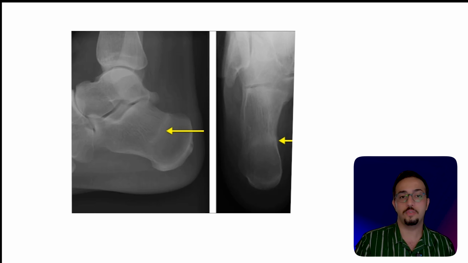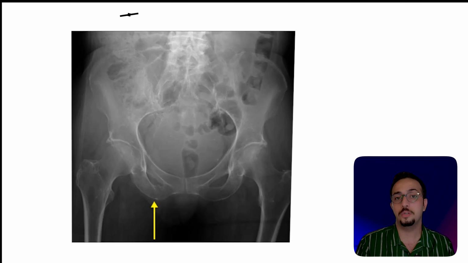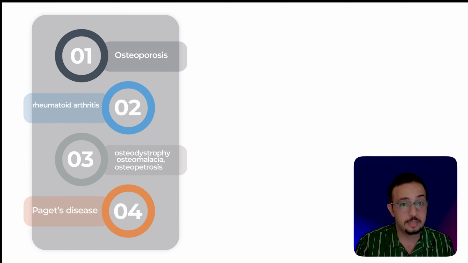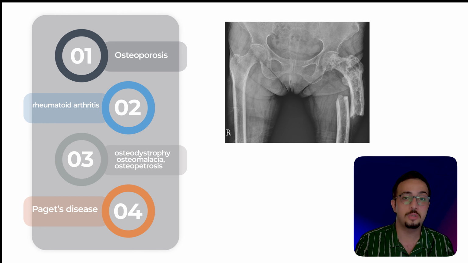And insufficiency fractures happen when you're just going about your day, but your bones are weakened due to some illness. These fractures often show up in folks with osteoporosis. One classic example is when older women end up with a pelvis fracture in the pubic bones. Similarly, insufficiency fractures can pop up in people dealing with conditions like rheumatoid arthritis, renal osteodystrophy, osteomalacia, osteopetrosis, and Paget disease.